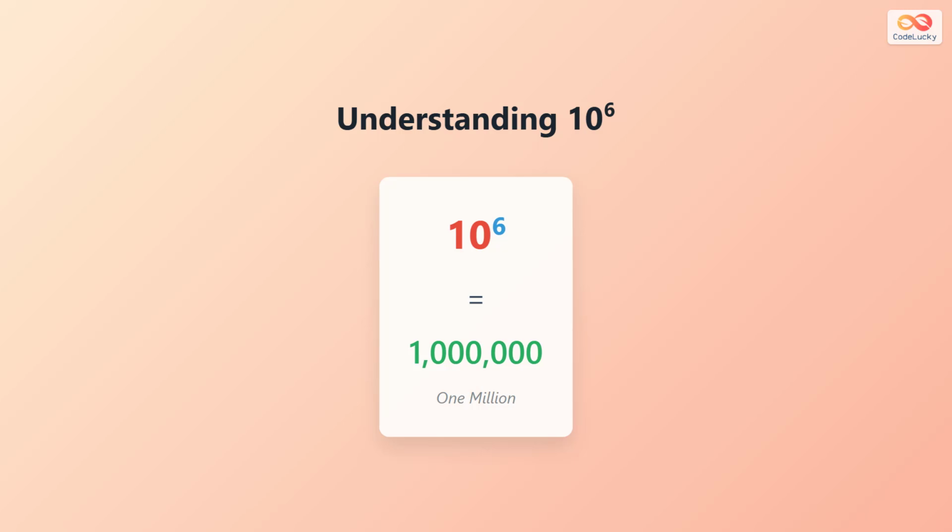Let's understand 10 to the power of 6. 10 to the power of 6 equals 1 million. So, 10 to the power of 6 is 1 million.